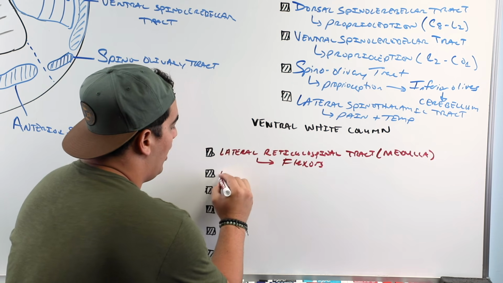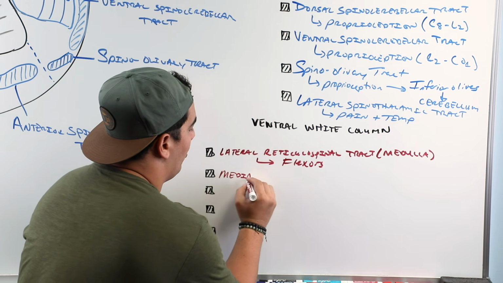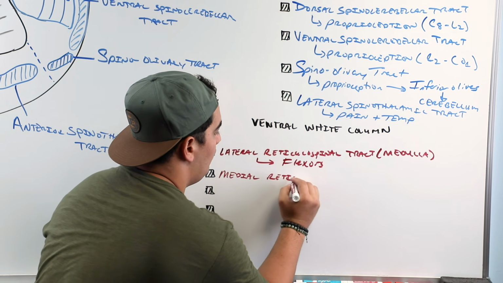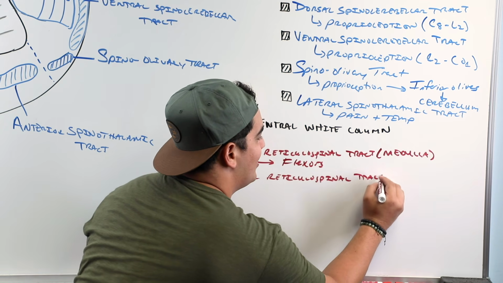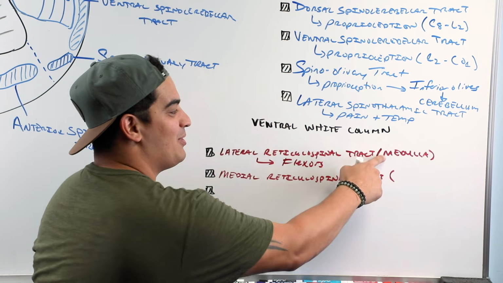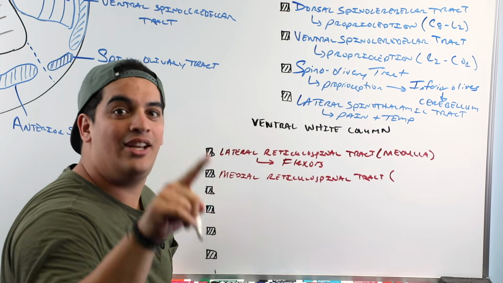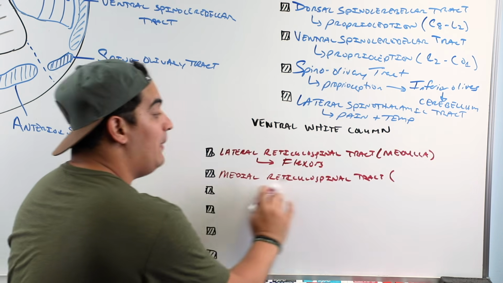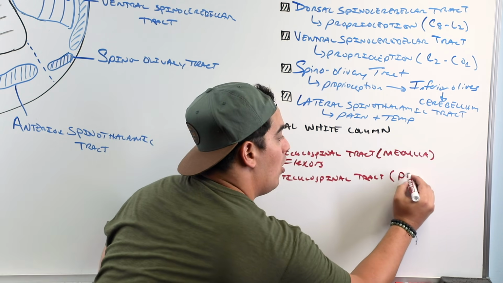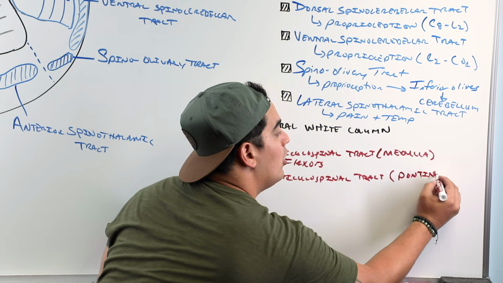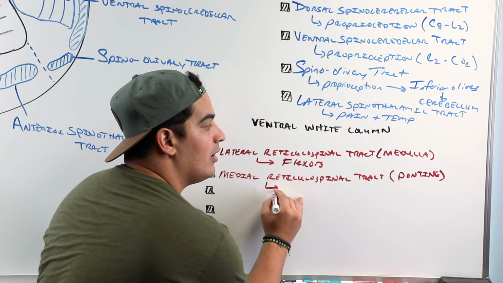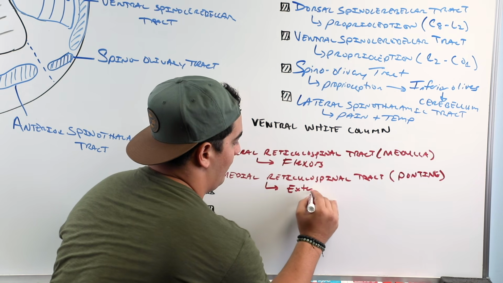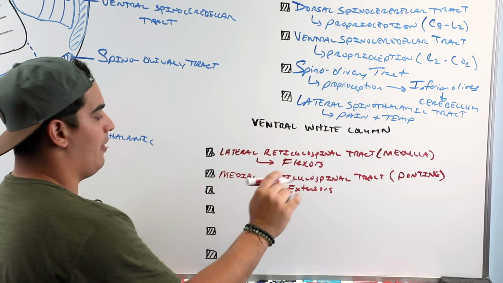Done. The other one we said was the medial reticulospinal tract. So what's the other one then? This one was the medulla. The other one was the pontine reticulospinal tract. So the medial reticulospinal tract is also called the pontine reticulospinal tract. This primarily supplies extensors. That's all I want you to know.